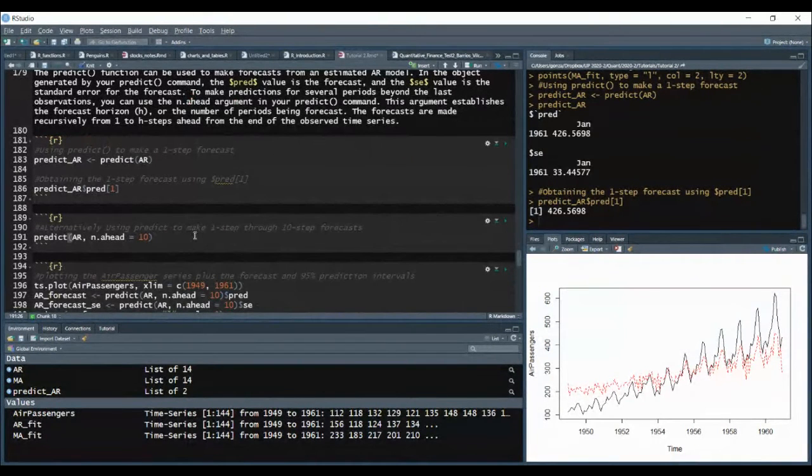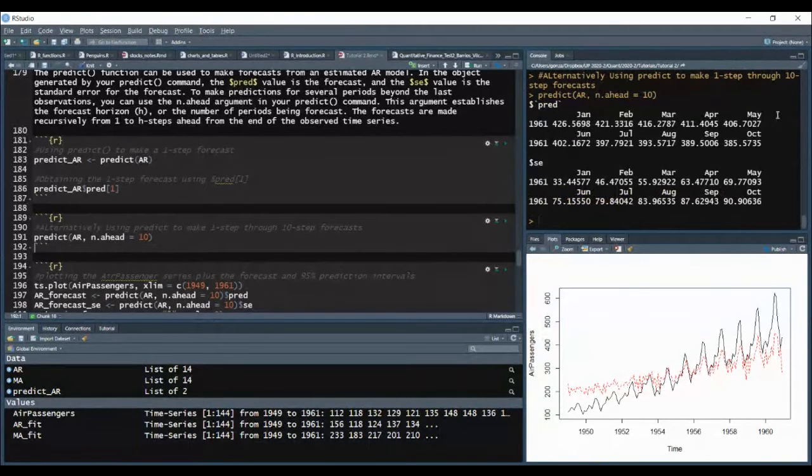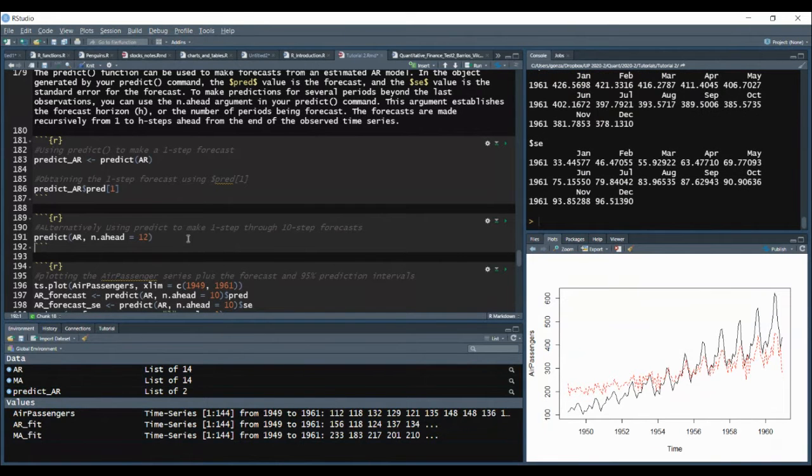So that is predicting one value. Let's see what predicting 10 is. Get the start of 1961, right? If we do 12, then we get the whole year of 1961, right?